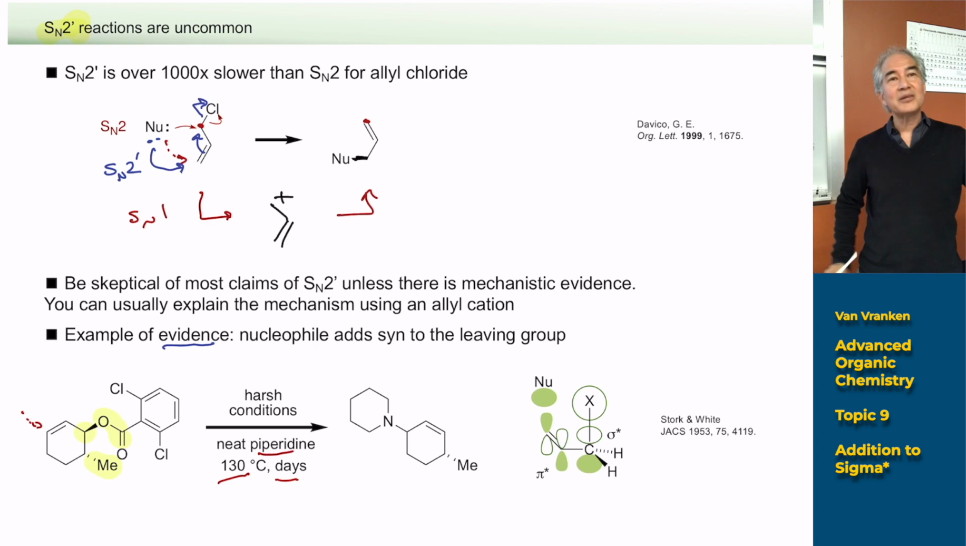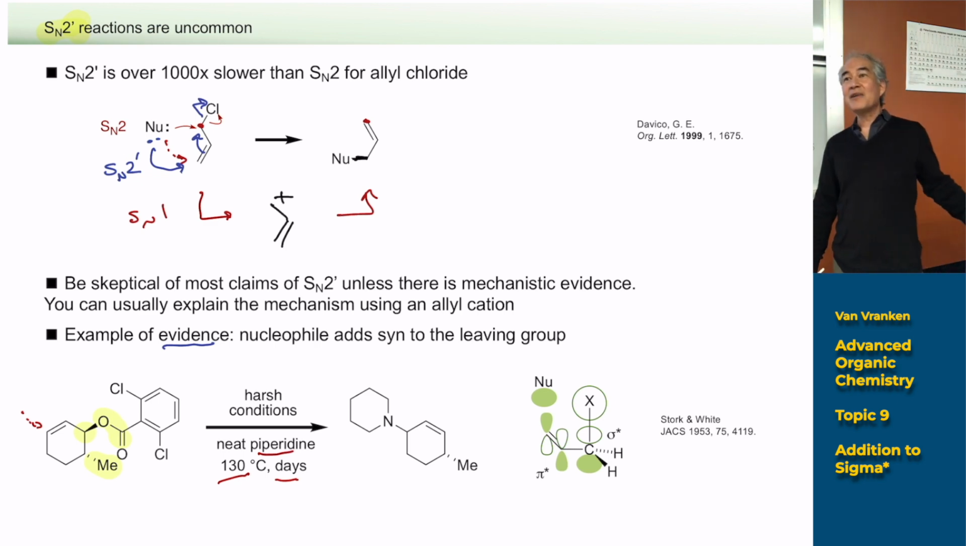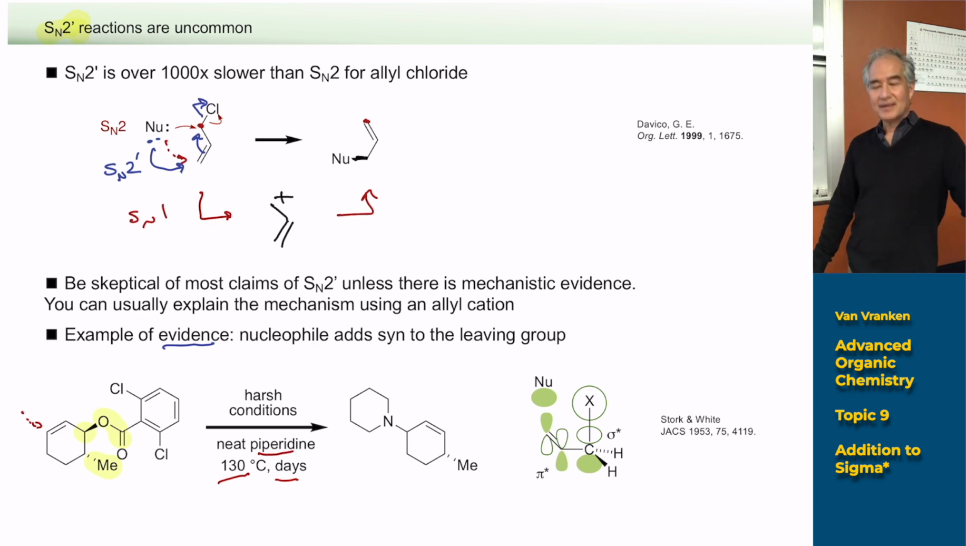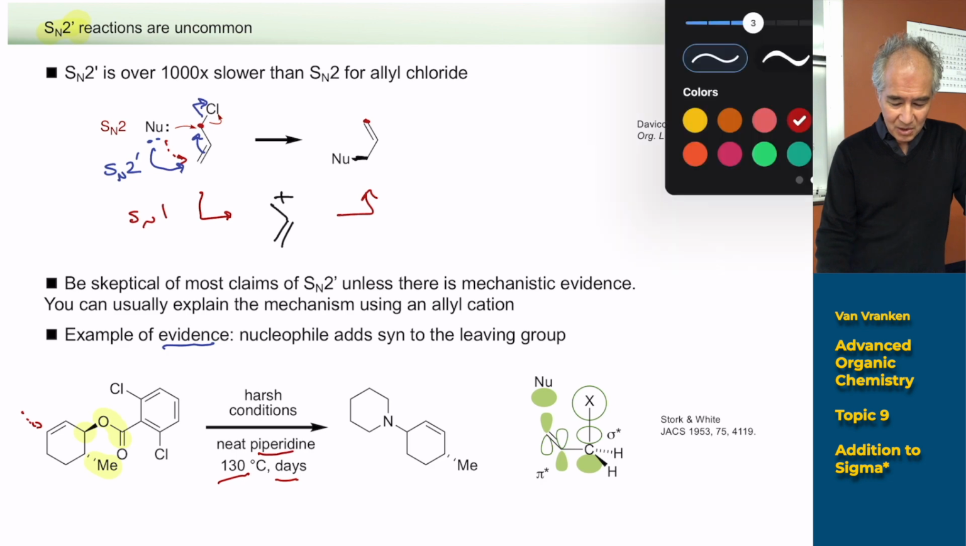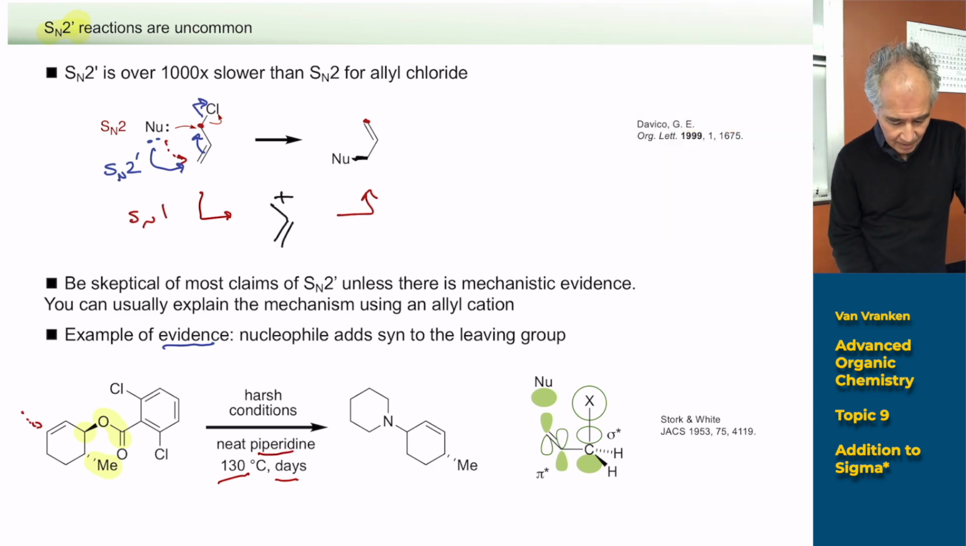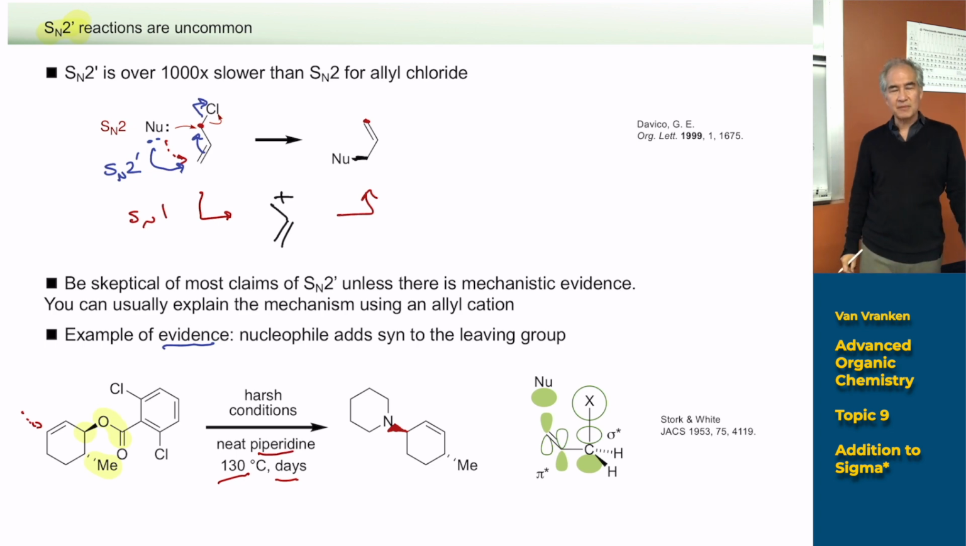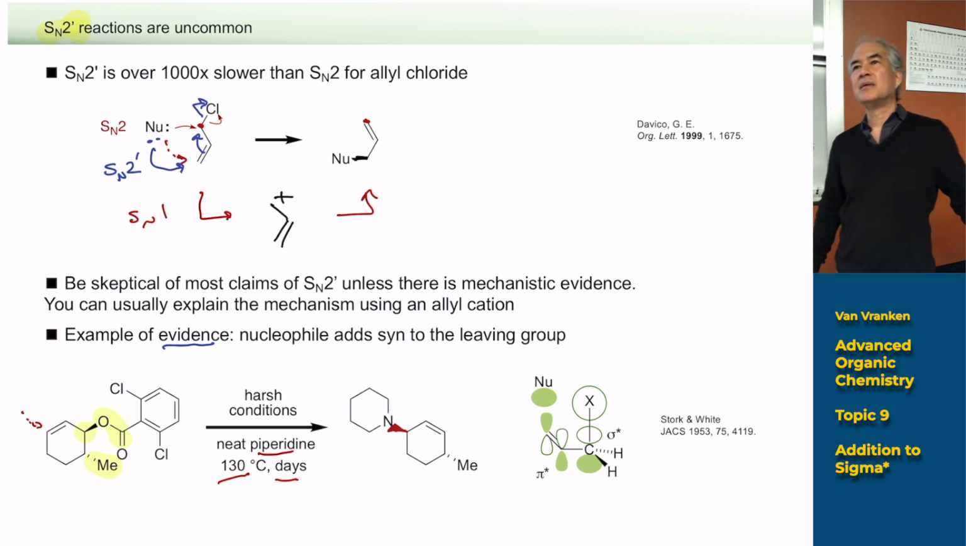So this was not a good reaction. Right? If you slow down every single possibility, maybe you can get to an SN2 prime reaction. Now, how did they know that it was going through SN2 prime and not some allylation thing? Because in the product of this reaction, the only product you get is where the nucleophile approaches from the same face as the leaving group.